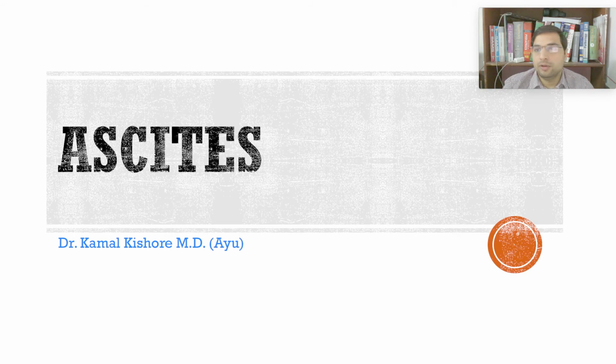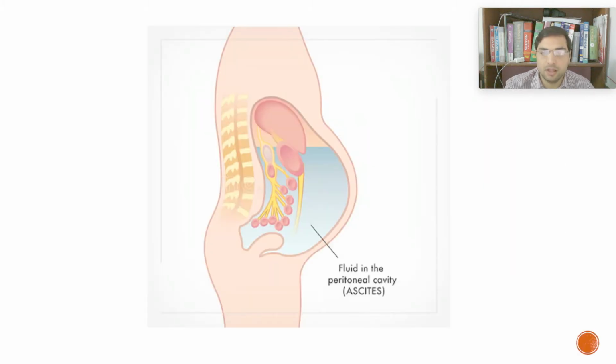So now we are going to talk about ascites. Portal hypertension can lead to increased backflow of blood into the splanchnic circulation, and from those splanchnic blood vessels, the fluid, the water can ooze out into the peritoneal cavity and can lead to an excessive amount of fluid in the peritoneal cavity. So an excessive amount of fluid in the peritoneal cavity is ascites.